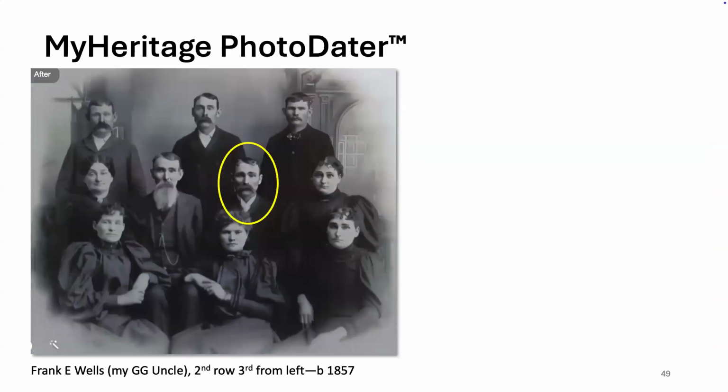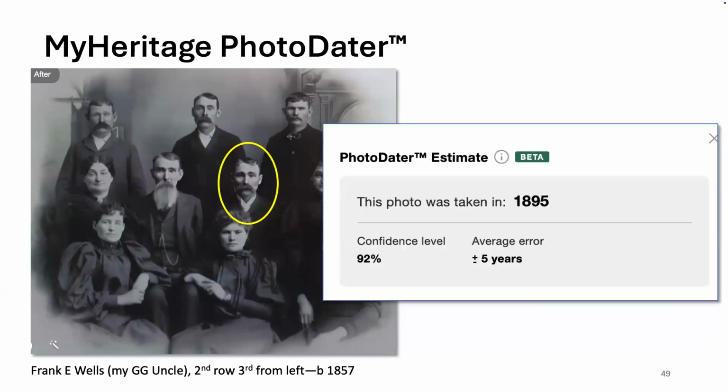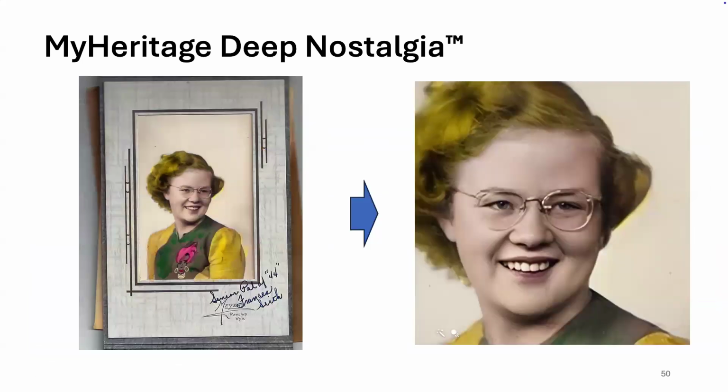This is my second great uncle, and that's him right there. I fed this to MyHeritage and said, tell me what date this was taken, because I know about Frank Wells. And it said this photo was taken in 1895, plus or minus 5 years, with a confidence level of 92%. Well, Frank was born in 1857, so he would have been 38 in this photo. So I think that's pretty close. He looks 38 plus or minus 5. So that's called the photo dater.